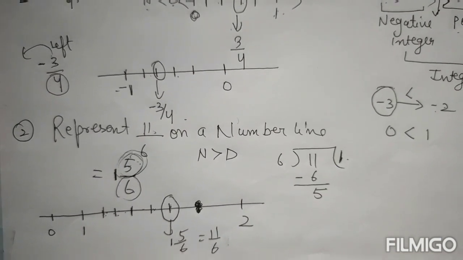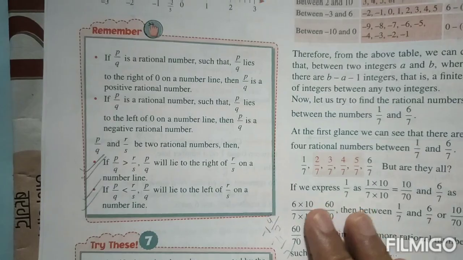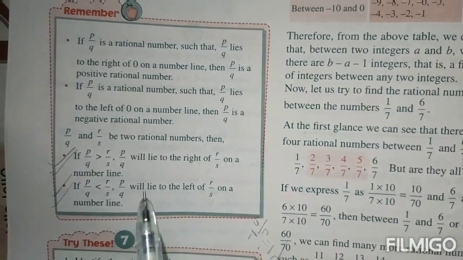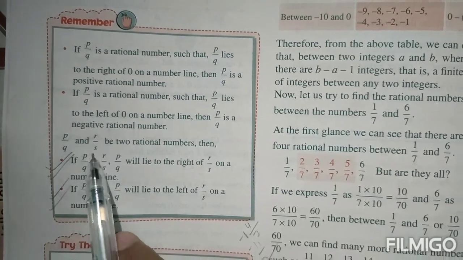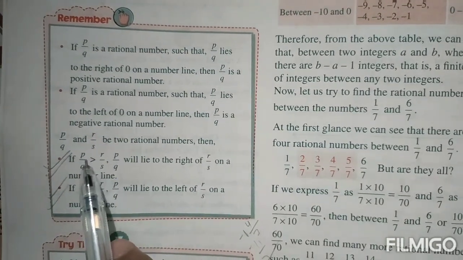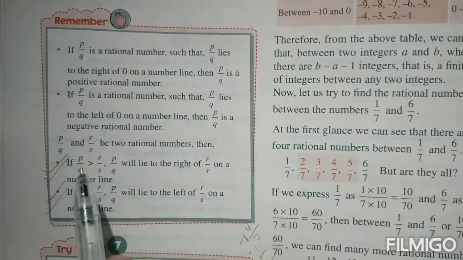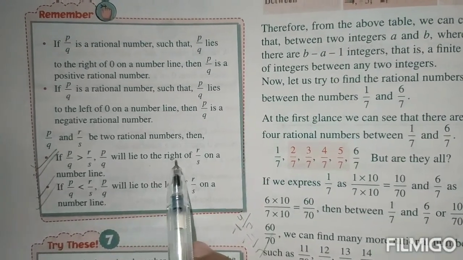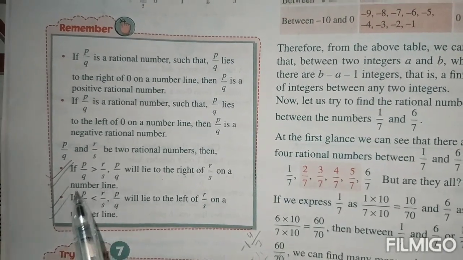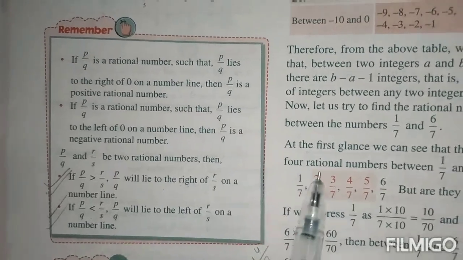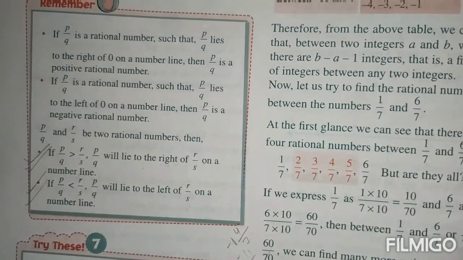Okay, so I hope you understood it. Now we will move to our Try These. Before starting Try These 7, we should remember these 2 points. If the rational number p/q is greater than r/s, obviously, I told you if a number is greater than the other number, the greater number will be on the right side of the smaller one. So it will lie to the right of r/s. This I have already told you. Similarly, for less than, that means p/q will lie on the left side of r/s. Clear? Now next.